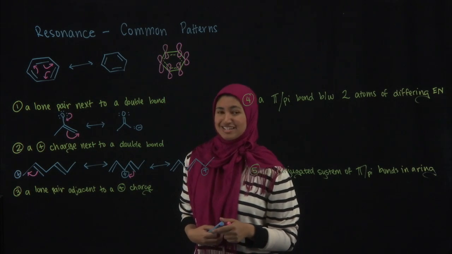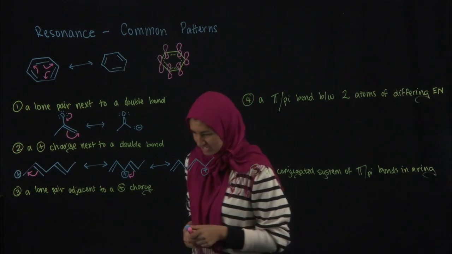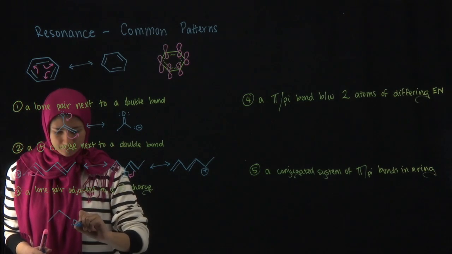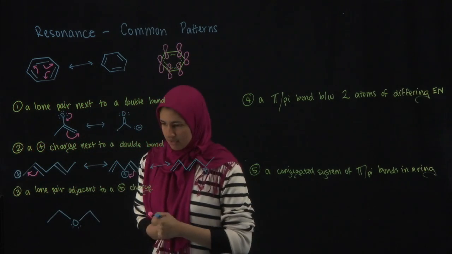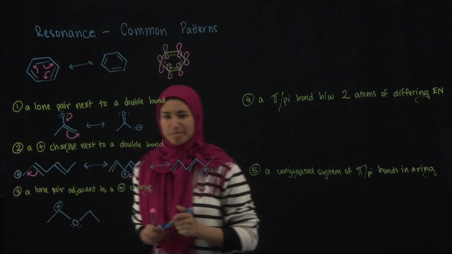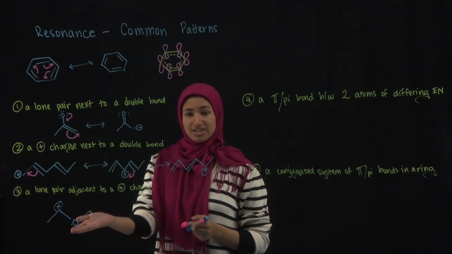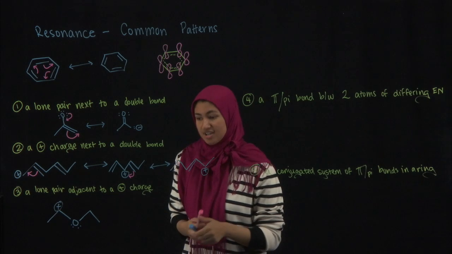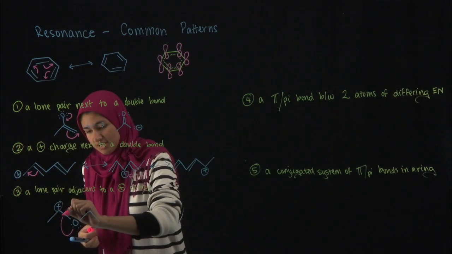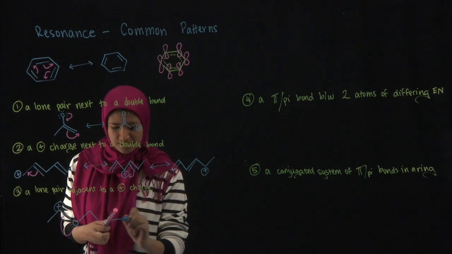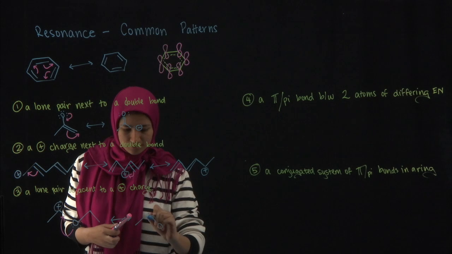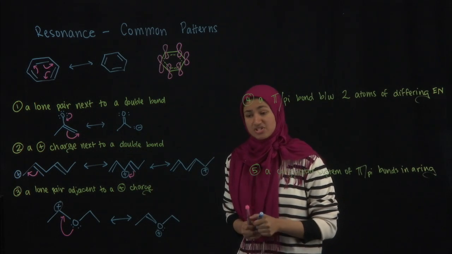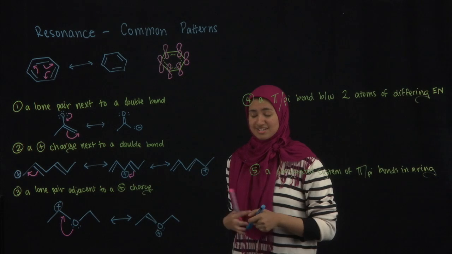Our third pattern is going to be a lone pair adjacent to a positive charge. Another oxygen example. And a positive formal charge on this carbon. So we have electron density over here in this oxygen area, and we have an electron-poor region in this carbon area. So we can share some of oxygen's electrons with this carbon over here, creating a new resonance structure that looks like this.